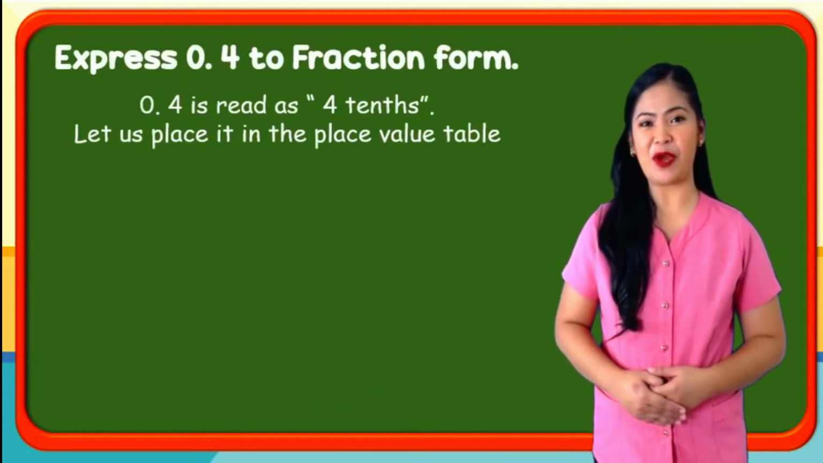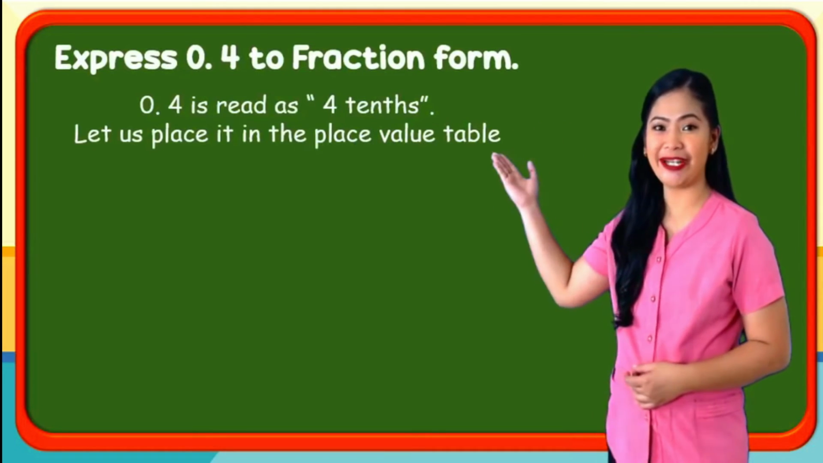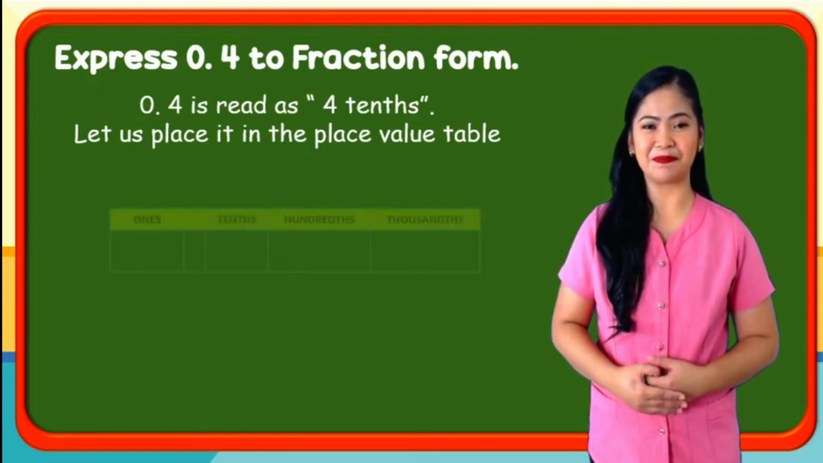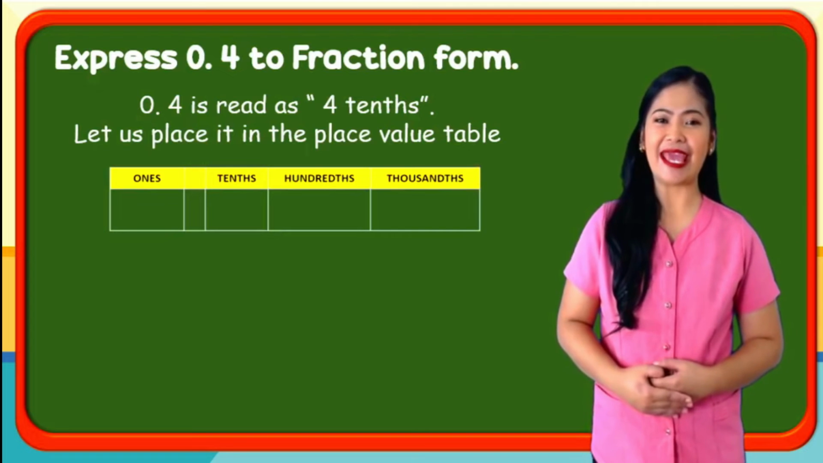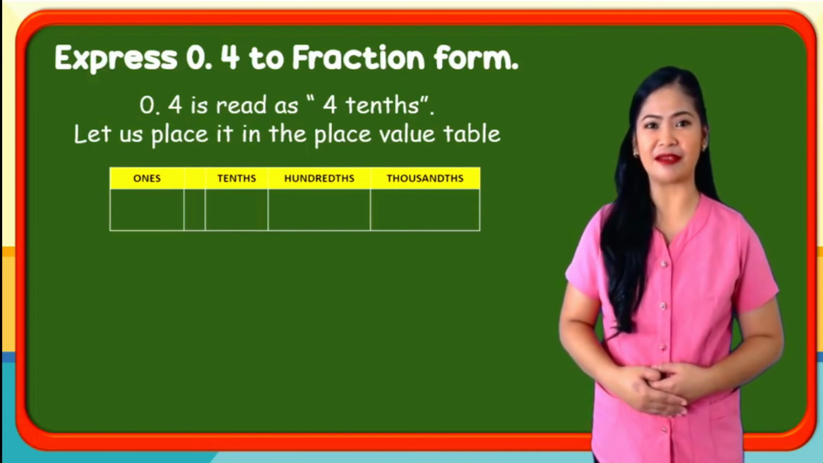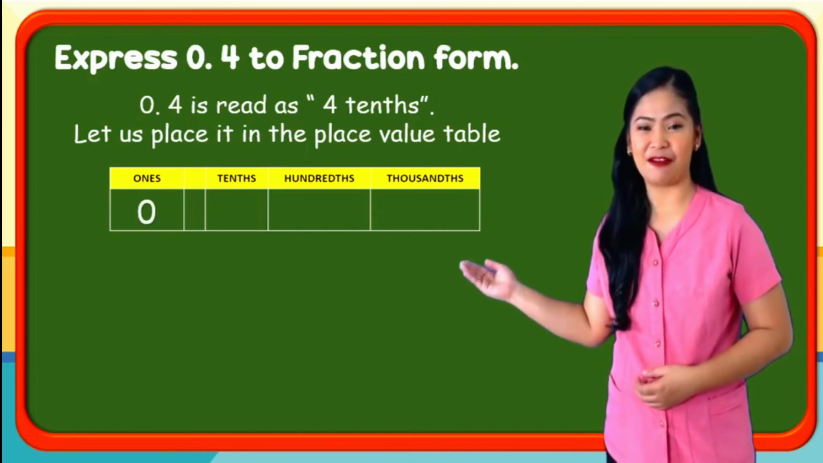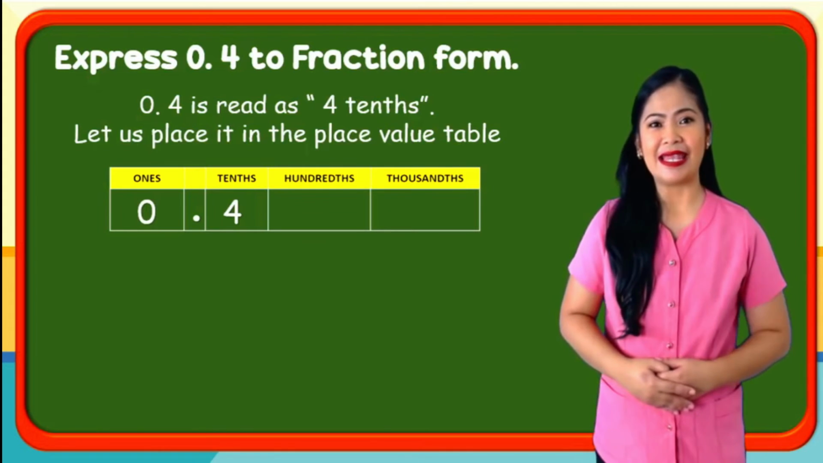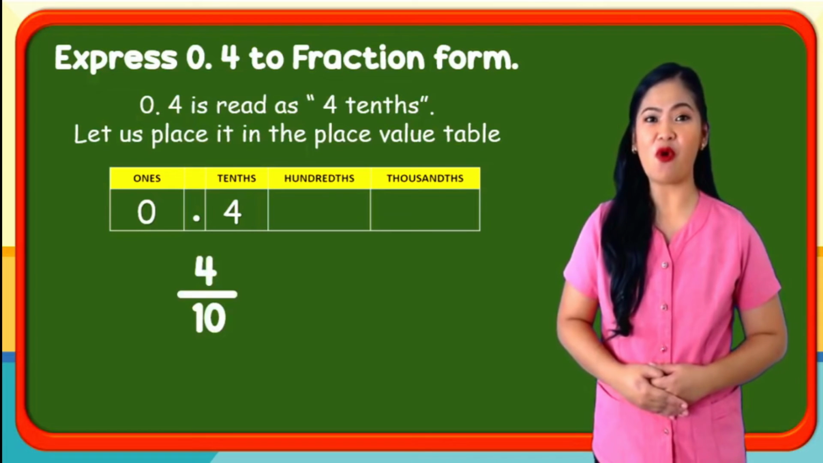Express 0.4 in fraction form. This is read as 4/10. Let us place it on the place value table. The number part is the number before the decimal point, and the fractional part is the number after the decimal point. We write 0 in the ones place and 4 in the tenths place. This can be written as 4/10.